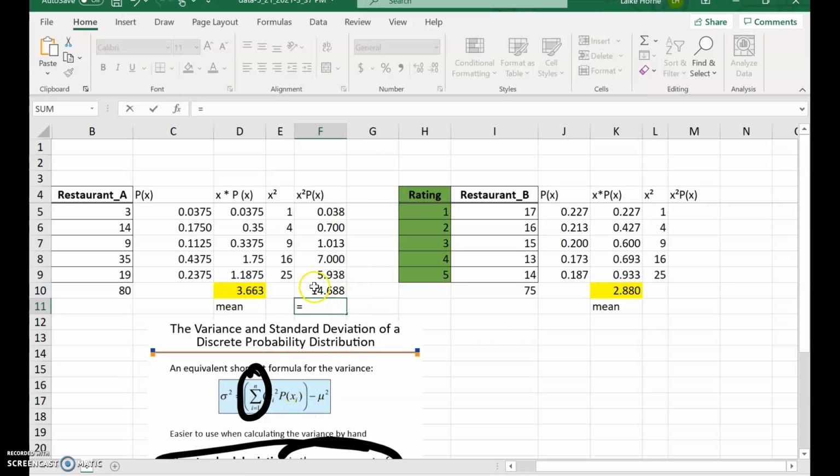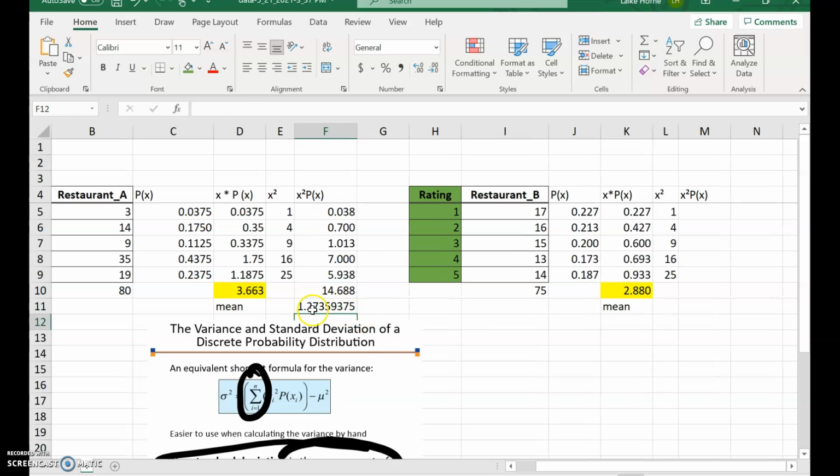So now what I want to do is take the sum that I just got and subtract my mean squared. And I don't have to put parentheses around the mean squared because it's going to follow order of operations. Okay, so there's my standard deviation. And 3 decimal places would be 1.274.